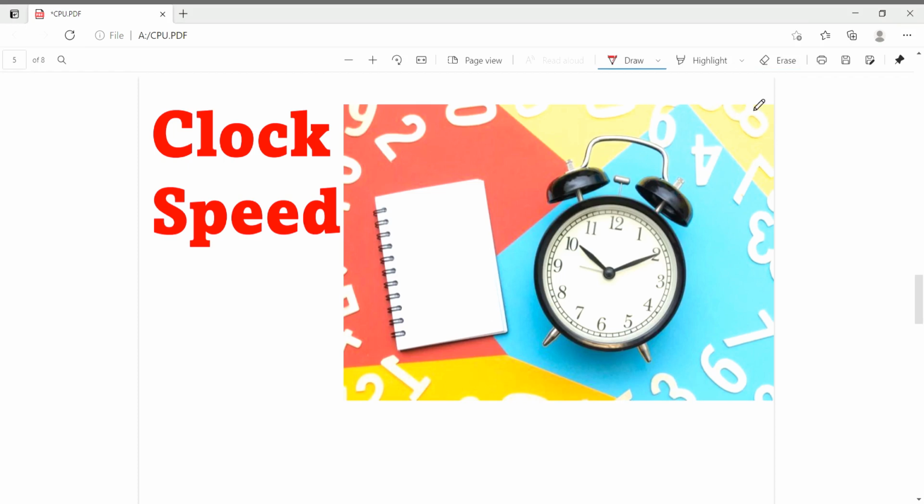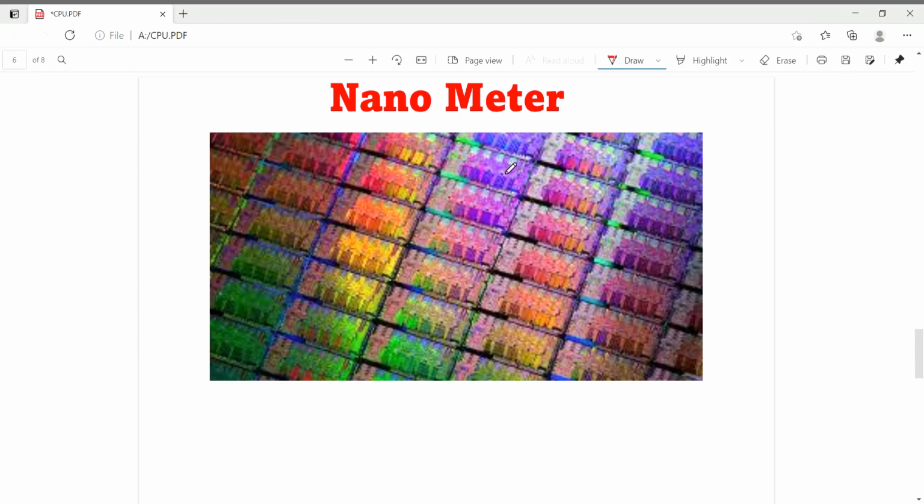I'll make another video particularly on clock speed. And nanometer is nothing but a part of a meter. If you take a meter, it is a very small, microscopic part. A processor has tiny transistors which continuously turn on and off so that it processes the data.